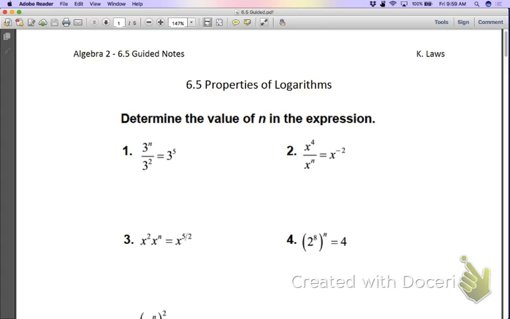So, whenever we determine the value of n in the expression, if we had exponentials, and if we had 3 to the nth power divided by 3 to the second power equal to 3 to the fifth, what are we doing whenever we divide exponentials? What are we doing with the exponents? We're subtracting. So we need to find, what minus 2 would give me 5?